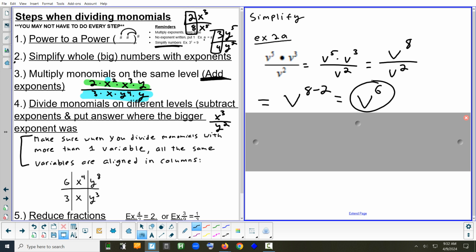So this problem didn't have rule 1, didn't have rule 2, didn't have rule 5. All it really had was rules 3 and 4. That's all it had.